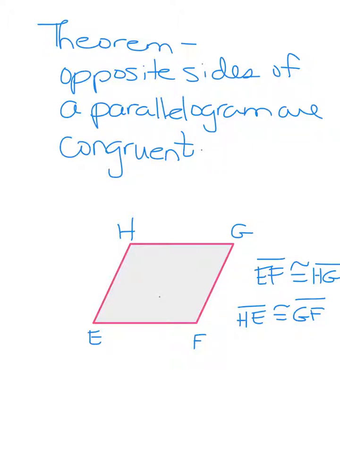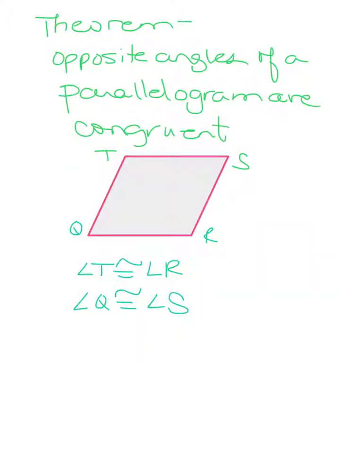Now the first theorem is that opposite sides of parallelograms are congruent. So once we know a quadrilateral is a parallelogram, we know that the opposite sides are congruent. So it says right here that EF is congruent to HG, so there's our marking, and HE is congruent to GF. Our next theorem states that opposite angles of a parallelogram are congruent. So for instance, angle 2 is going to be congruent to angle R, and angle Q is going to be congruent to angle S.